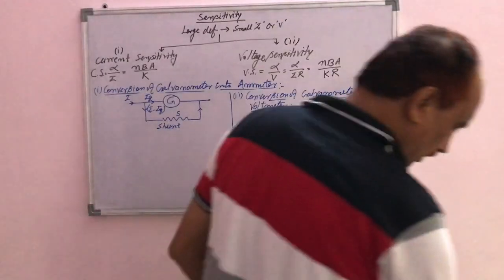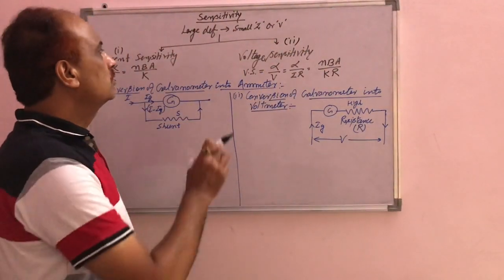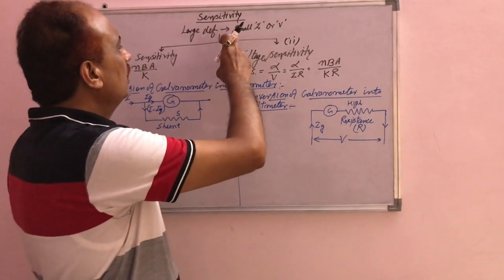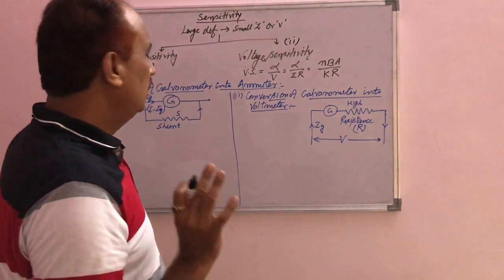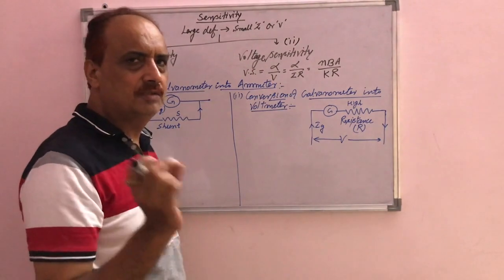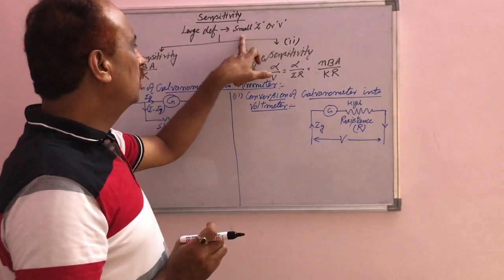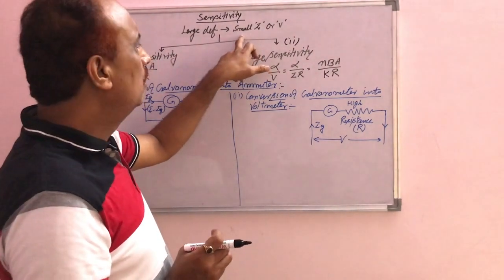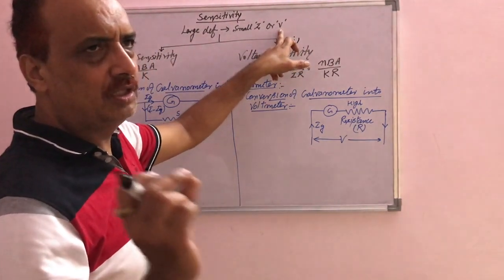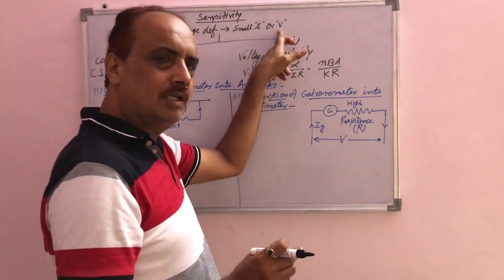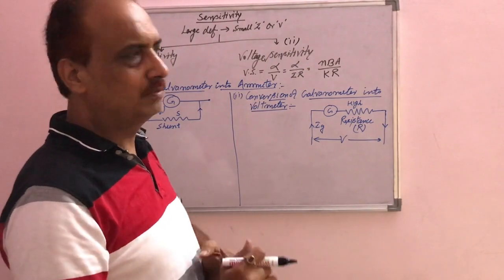Hello students, now I will discuss the sensitivity of the galvanometer. Sensitivity means a galvanometer is said to be more sensitive if it gives a large deflection even when a small amount of current flows through the coil of the galvanometer, or a small potential difference is produced across the coil of the galvanometer. That is the sensitivity of the galvanometer.